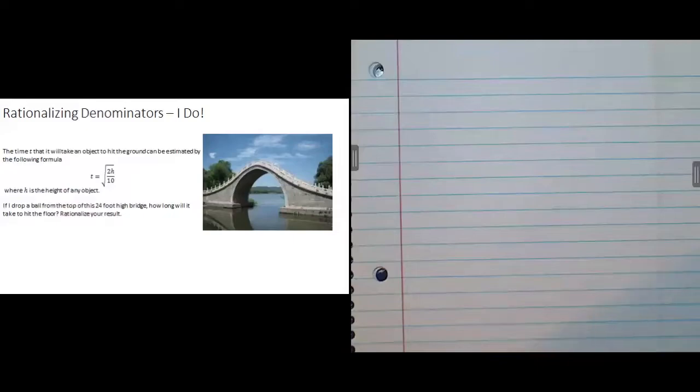But that's beyond the point. The question is, if I drop a ball from the top of this 24-foot high bridge, how long will it take to hit the floor? Rationalize your results. So let's write down this formula and unpack its meaning.